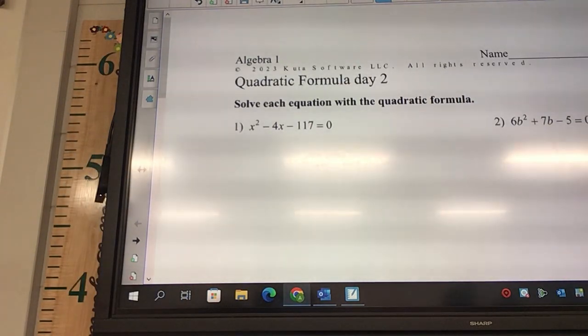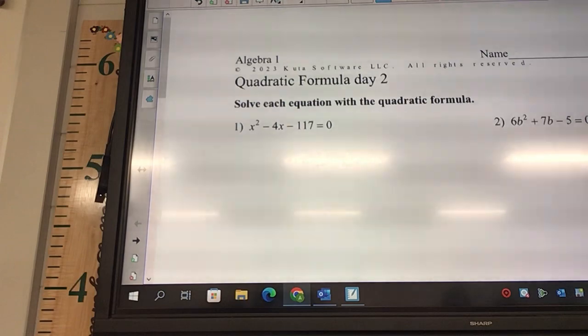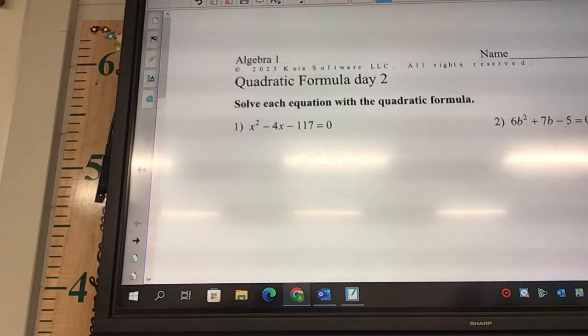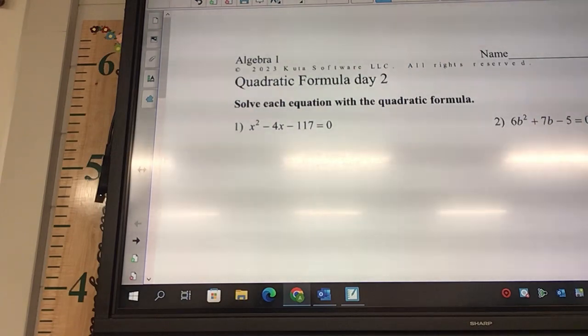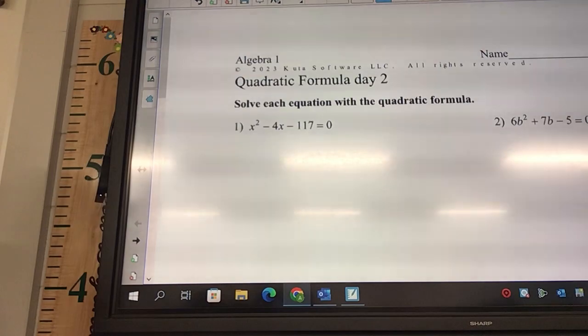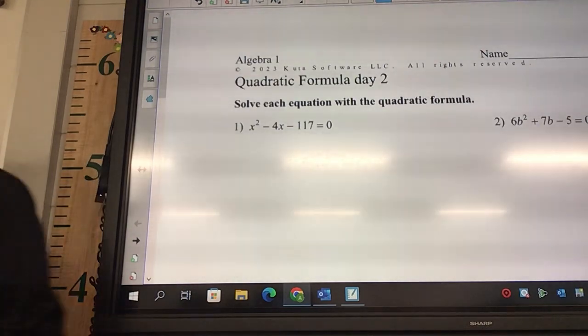A is 1. No, it's not. Okay, what is my B? Negative 4. What is my C? Negative 117. Okay, so with this formula, we're going to start, and it says negative parenthesis B.